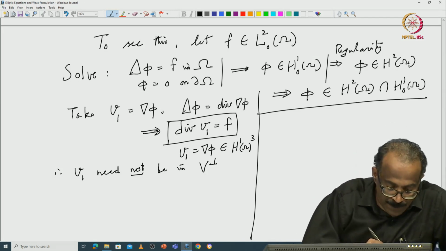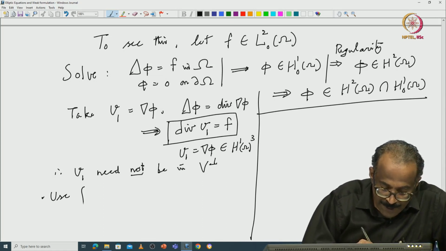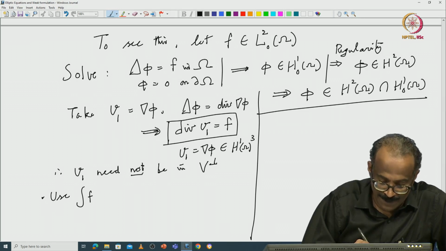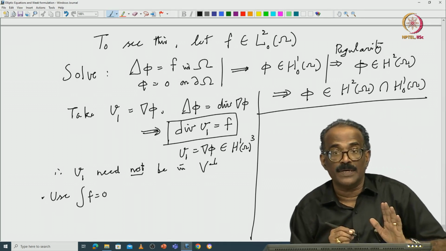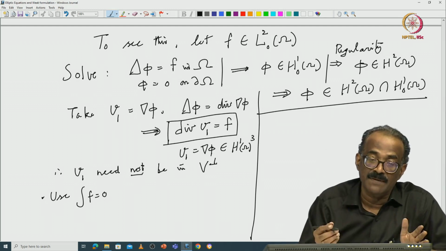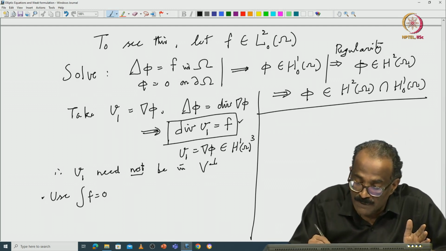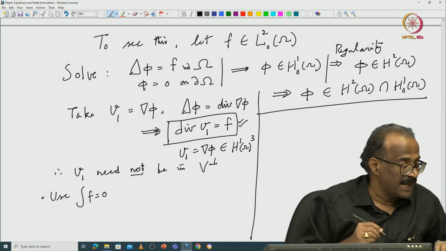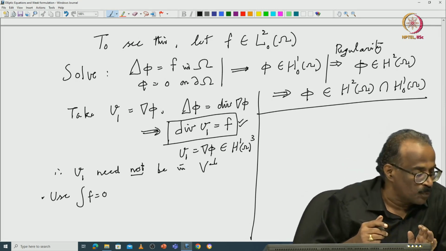Now we use this condition, the integral of f equal to 0, that you assumed. So far we have not assumed it. What we have done is, starting with f in L2, you have this equation, that is all. But it does not give you that V is in V perp; you have to prove that one.